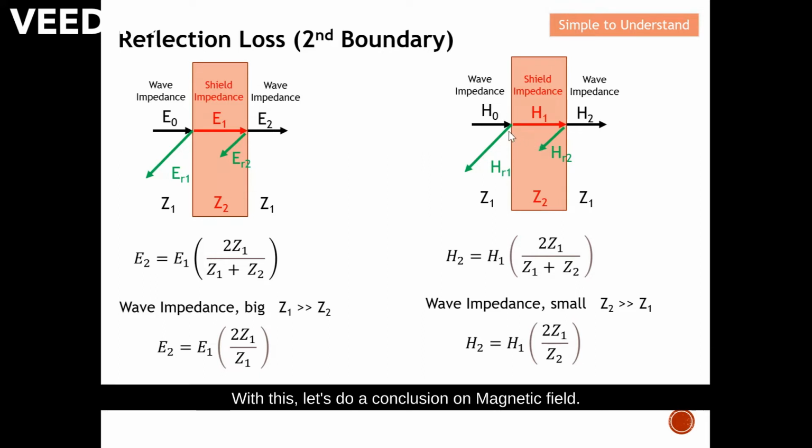So with this, let's do a conclusion on magnetic field. For magnetic field, at the first boundary, most of them will be able to penetrate through the first boundary. Very little amount of magnetic field will be reflected back. When they reach the second boundary, the situation changes. Most of the incident wave of H1 will be reflected back. Very little amount of wave will be able to penetrate through the second boundary. This is the case for magnetic field.